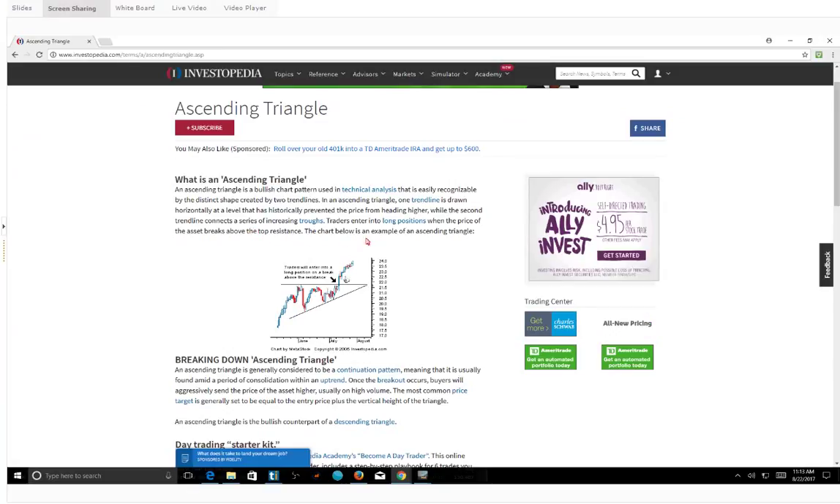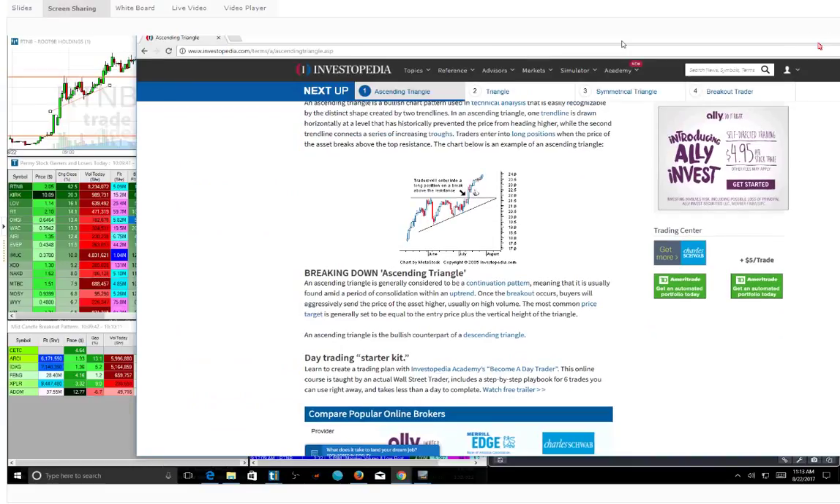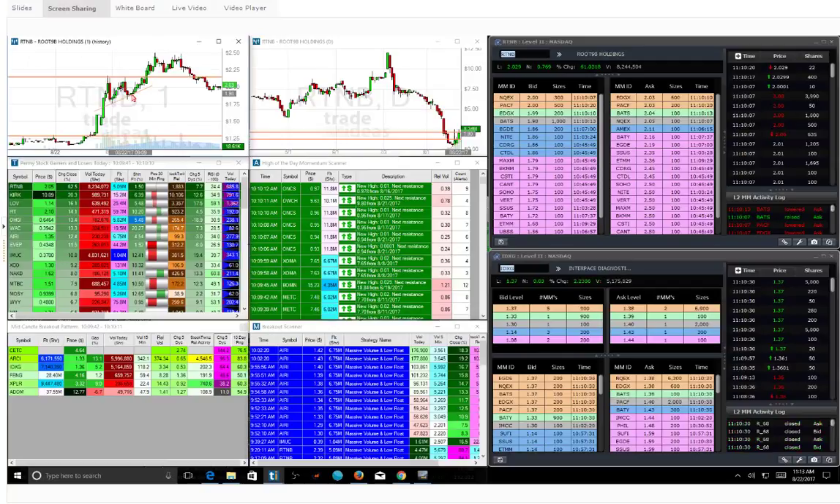The chart below is an example of an ascending triangle pattern, guys. And as you can see, here is the ascending triangle pattern. So let's break this down and figure out what the ascending triangle breakout pattern is and how we can play it. Well, here is a perfect example on RTNB of the ascending triangle breakout pattern.